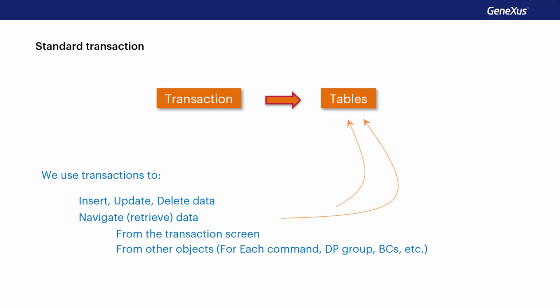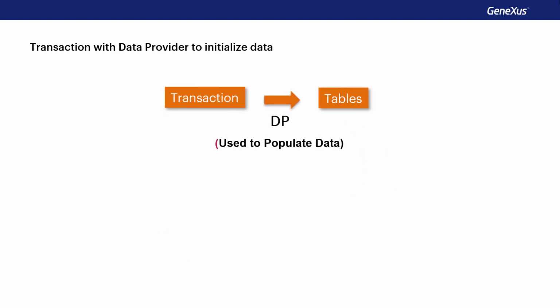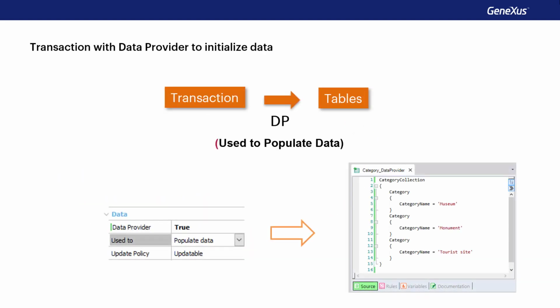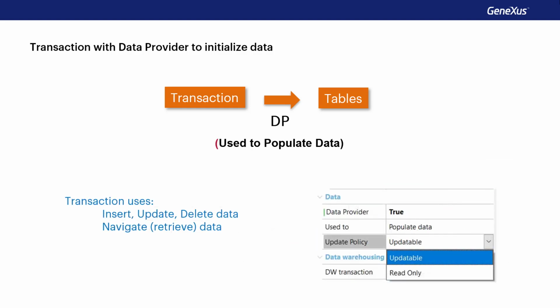We've already seen that we can associate a data provider with a transaction in order to populate its tables with data. In that scenario, the data provider is used only for initialization. Then the transaction will behave normally. In other words, it'll access its tables as usual to retrieve the data, and will allow inserting, updating, and deleting records as usual. Note that the update policy property takes the updatable value to enable these updates and this behavior.